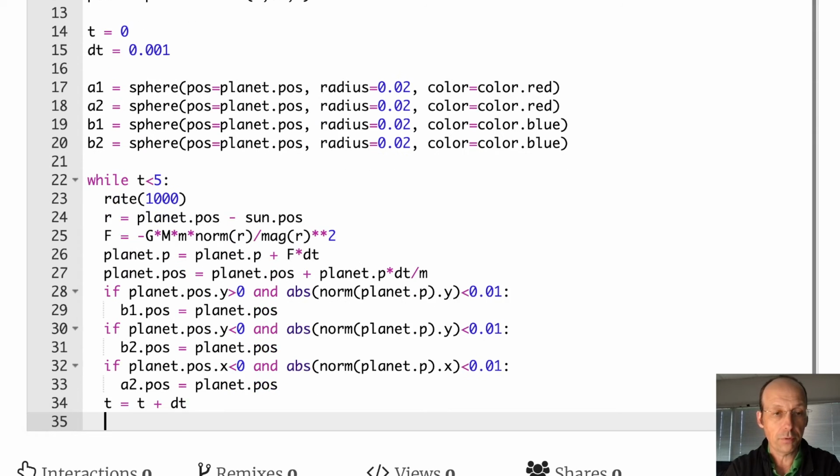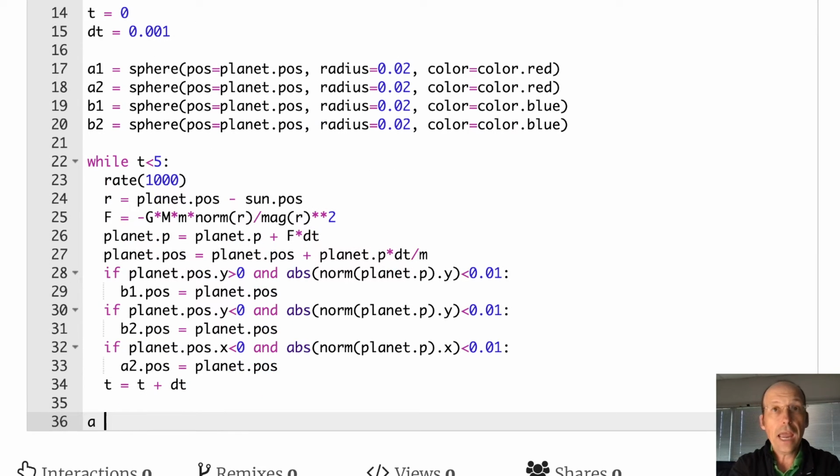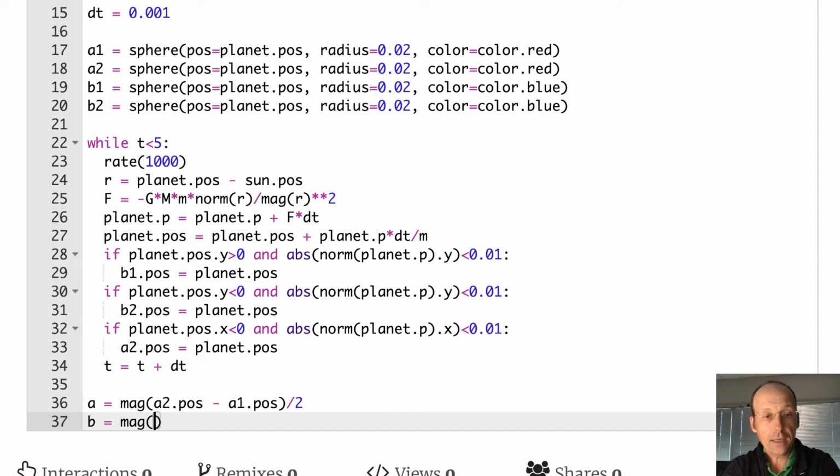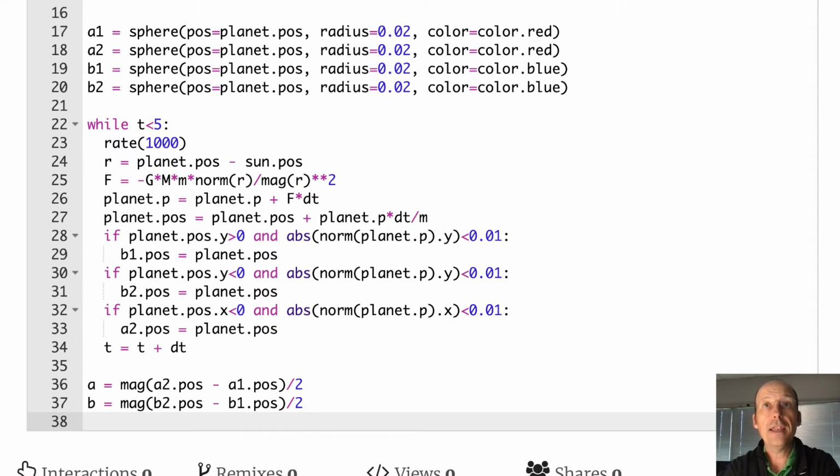Down here, after the loop, I want to calculate A. So A is going to be the distance between those two A points divided by 2. So I can say A is equal to the magnitude of A2.pos minus A1.pos divided by 2, right? Because that distance is going to be twice A. So I'll take the distance between them, divide by 2, and I should get A. And the same thing for B. B is going to be the magnitude of B2.pos minus B1.pos divided by 2.